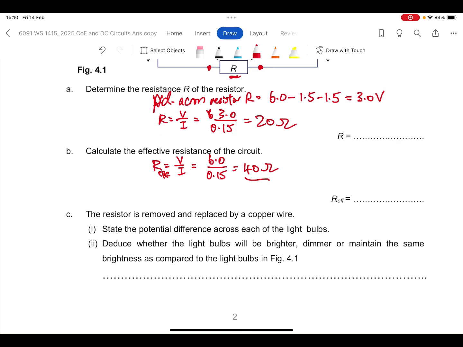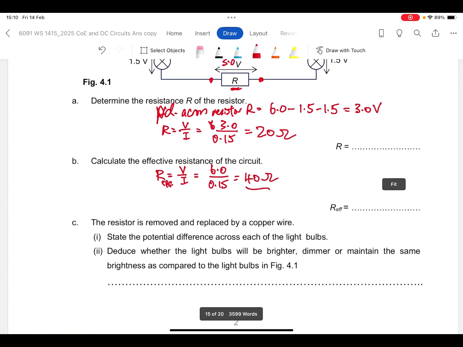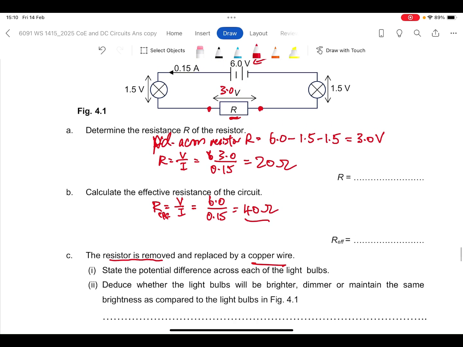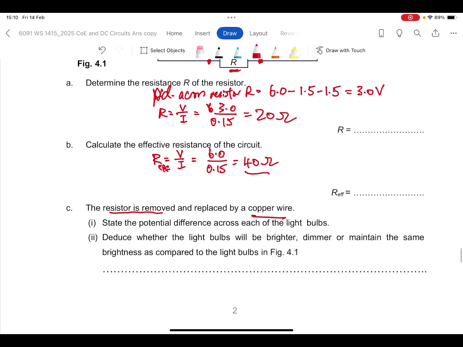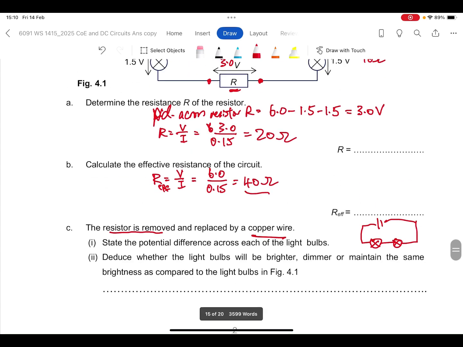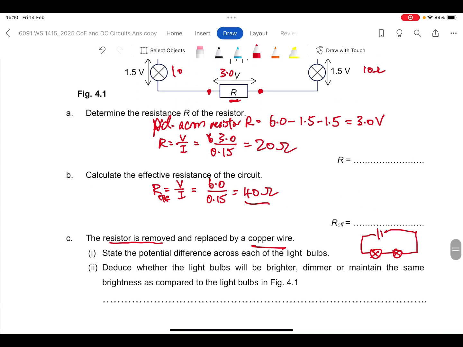All right, part C part 1, state the potential difference across each of the light bulbs. The resistor is removed and replaced by a copper wire. So if the resistor is removed, we are left with just the cell with 2 light bulbs. Effectively the circuit will be like this now. And just now, as I've said, we know that the resistance of the bulbs is 10 ohms each. This information, you probably will need it now. Let me just write it down first.